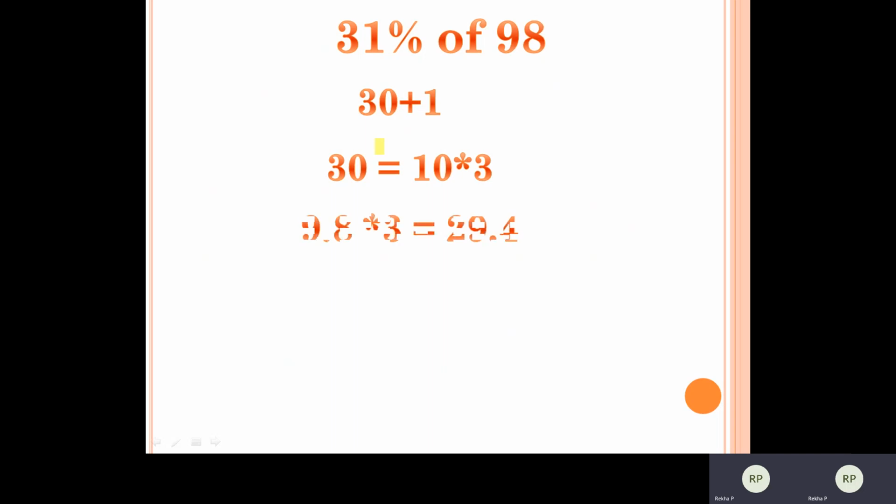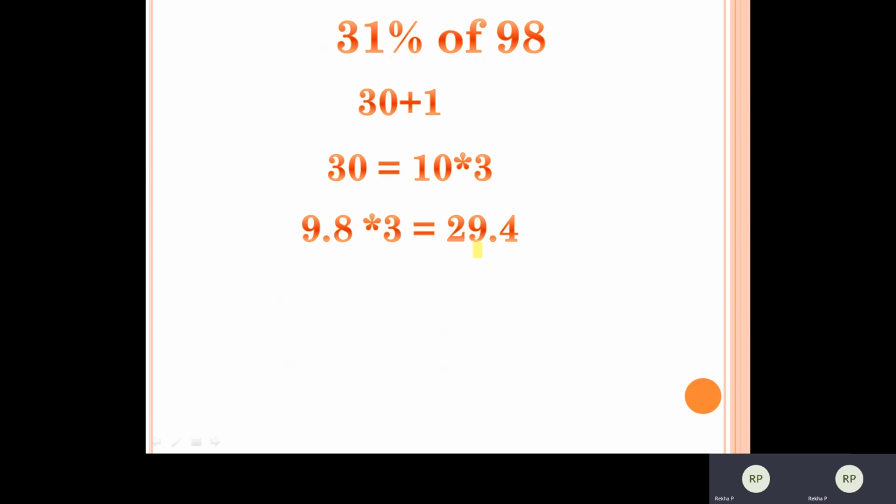Let's do one more question. 31% of 98. So you have to represent 31. 31 you can represent as 30 plus 1. Okay. So now how will you represent 30? 30 you can represent as 10 into 3. And 10% we know, just put one decimal point. So for 10%, it is 9.8. 10% of this number is 9.8. So 9.8 into 3, you will get 29.4.